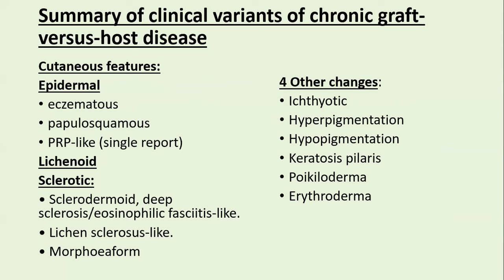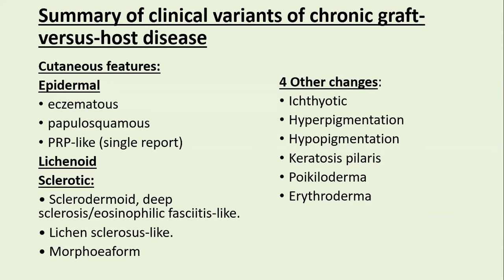The summary of clinical variants of chronic graft versus host disease. The cutaneous reactions are epidermal, like eczematous rash, the papulosquamous rash, and PRP-like rash, having one case report. Then there can be lichenoid rash, there can be sclerotic rash, like sclerodermoid rash with deep sclerosis and eosinophilic fasciitis-like skin. Then LSA-like or morphea-like rash.